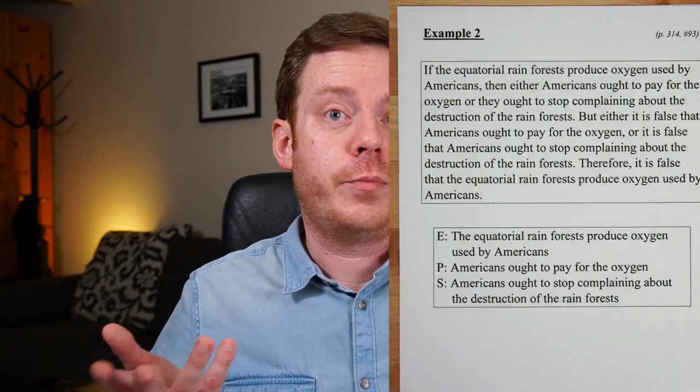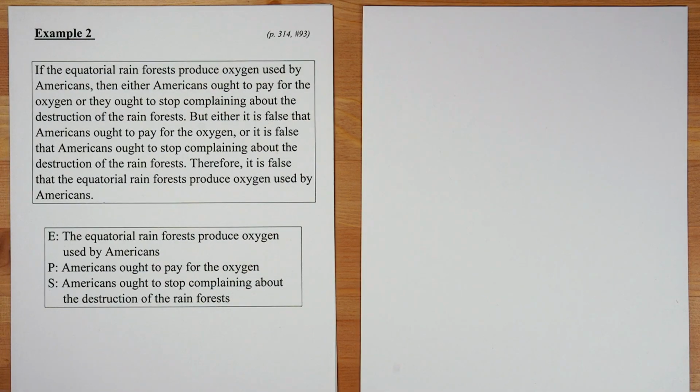That argument only had 2 statement letters, but how do you make a truth table for an argument that has more statement letters? Well, let's go ahead and look at another example that has more. This argument is a little bit more complicated. It's got 3 statement letters. So in order to do our truth table, let's go ahead and symbolize the argument.